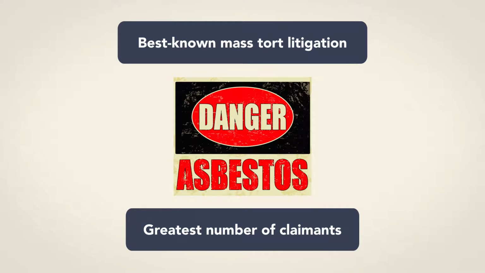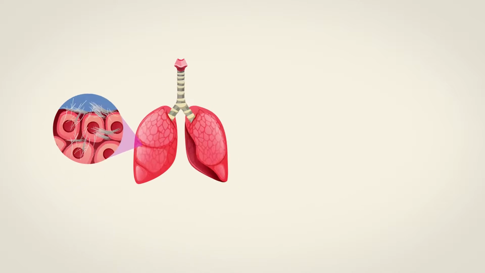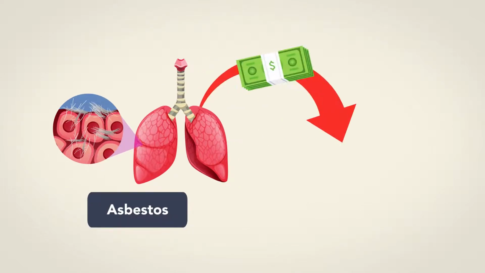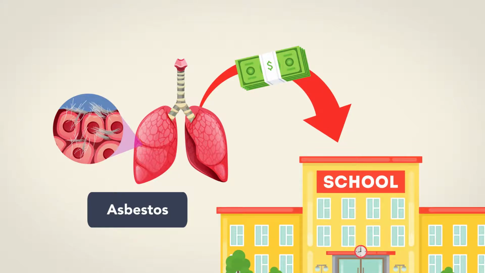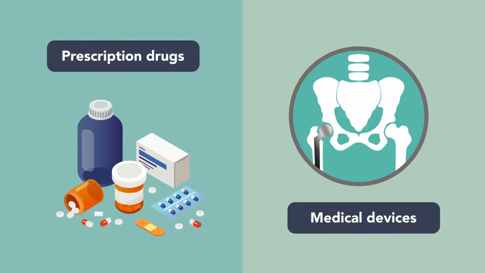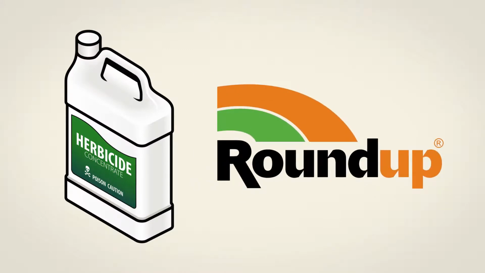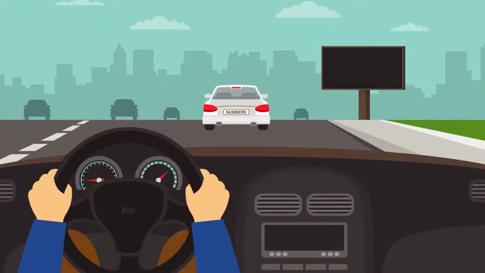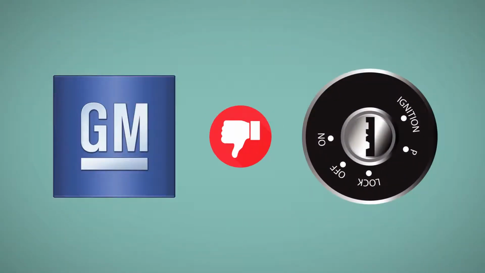Perhaps the best-known mass tort litigation with the greatest number of claimants has been the various types of asbestos litigation, concerning both personal injury and property damage. It concerned the health effects of exposure to the formerly widely used mineral asbestos and the cost for replacing asbestos materials used in buildings like public schools. Most mass torts, though, involve prescription drugs or medical devices. Historical mass torts include claims arising from herbicides like Roundup and claims that automobiles contain defective parts, as when certain models of General Motors cars were alleged to have had defective ignition switches.